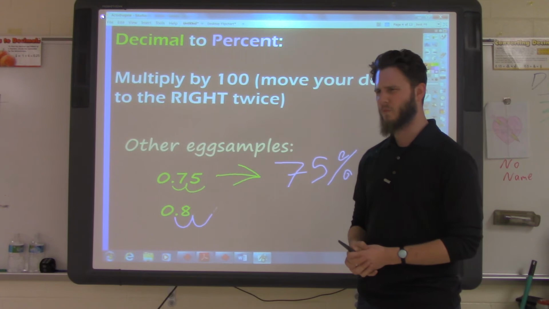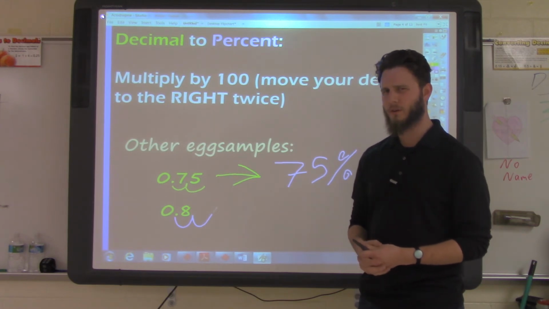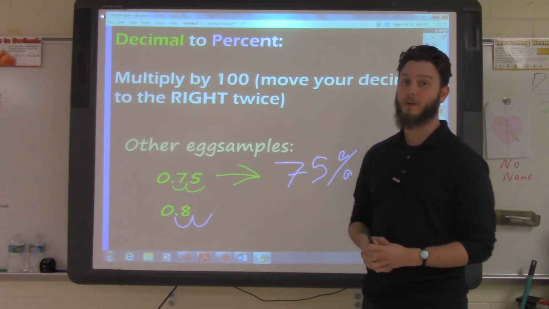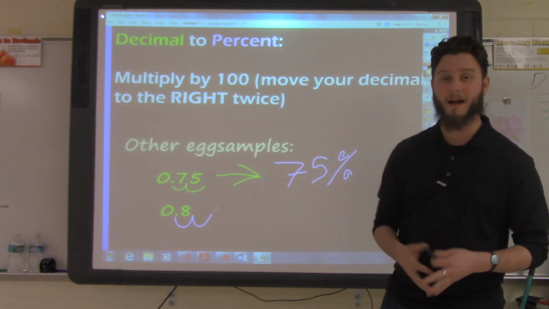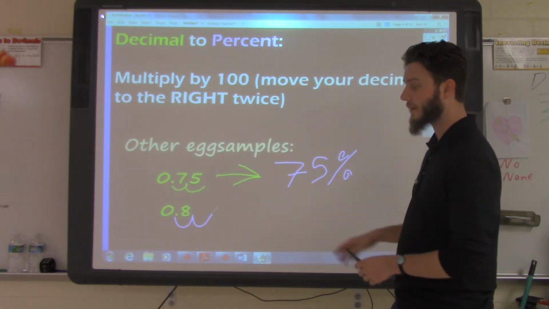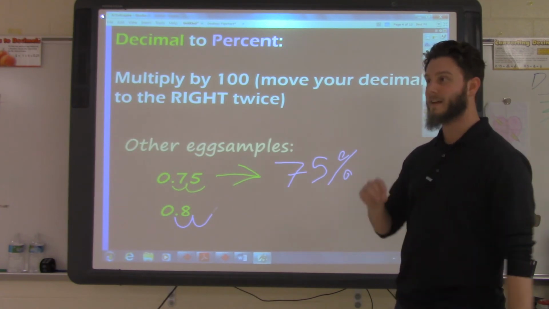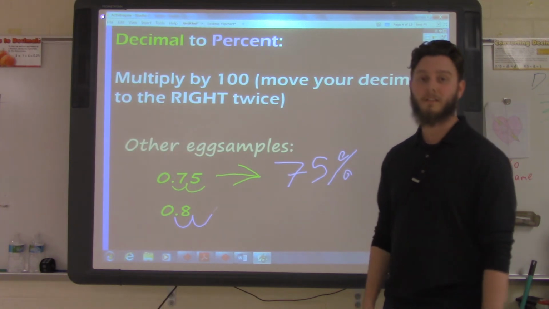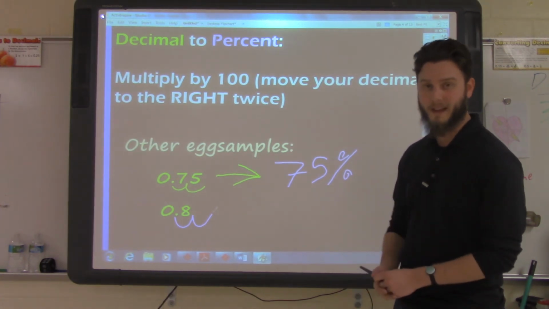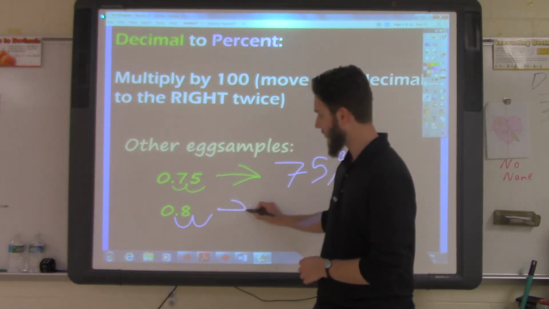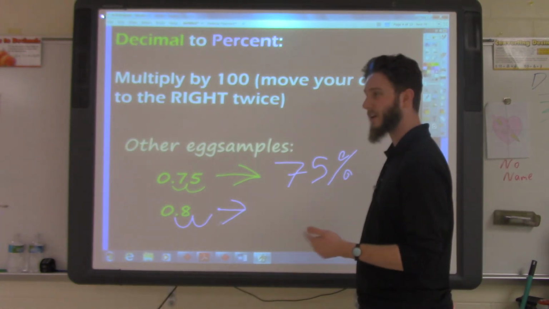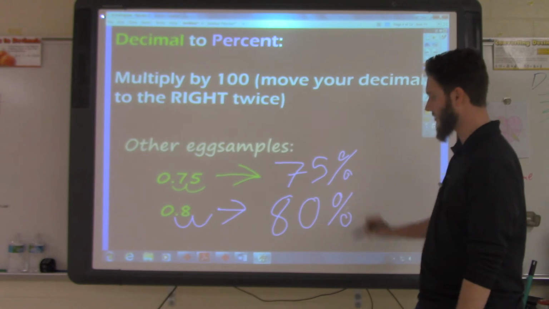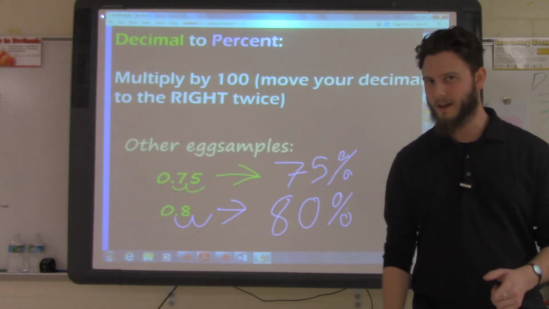Did you think about 1? Did you think about 2? Or did you just go straight to 0? Hopefully you went straight to 0, because that's what you have to put there. When you move your decimal around and you find that you have an empty space that needs to be filled, a 0 is what typically will belong in that empty space. So that's going to give us our answer of 80%. Did you get that? Okay.